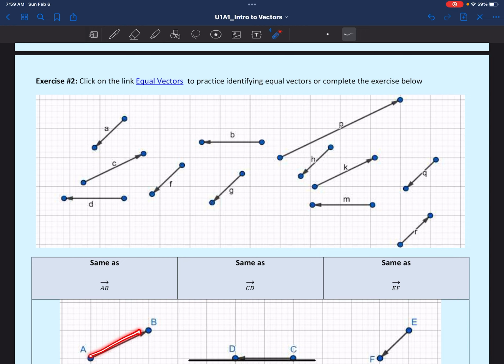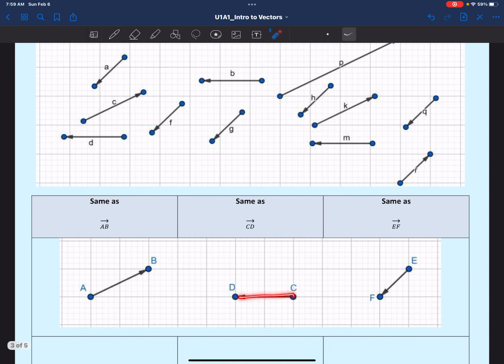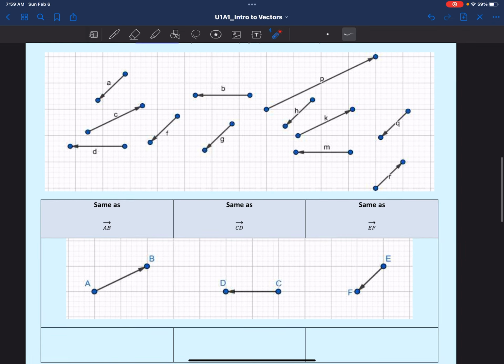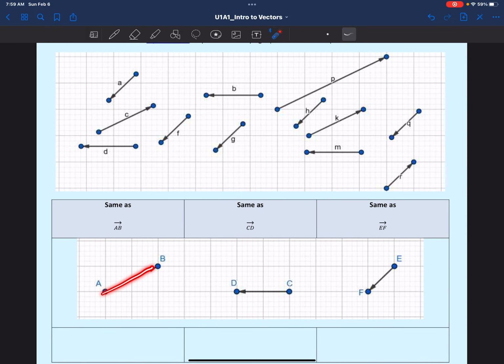So vectors AB, CD, and EF. What we're going to do is find the vectors that are equal to each and every one of them as described. For vector AB, the way I would look at it, the direction is 2 to the right and 1 up.